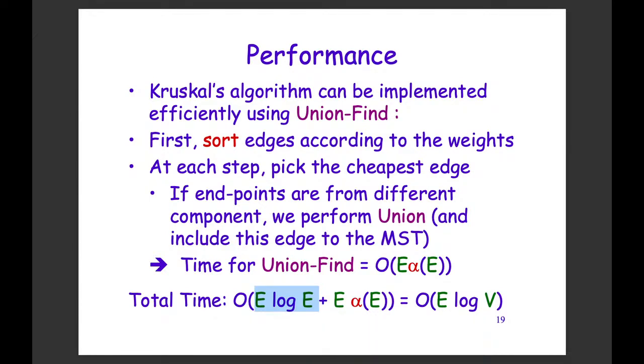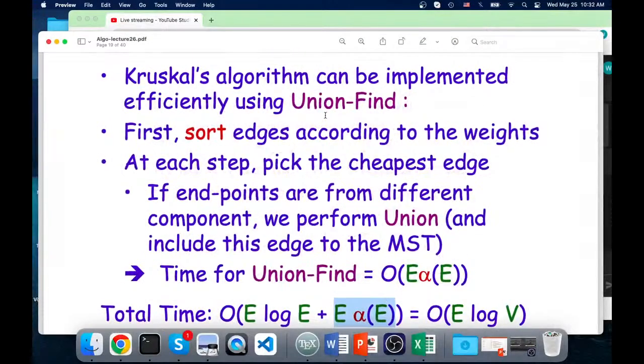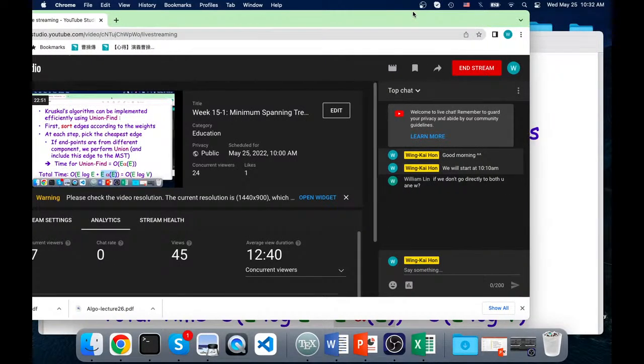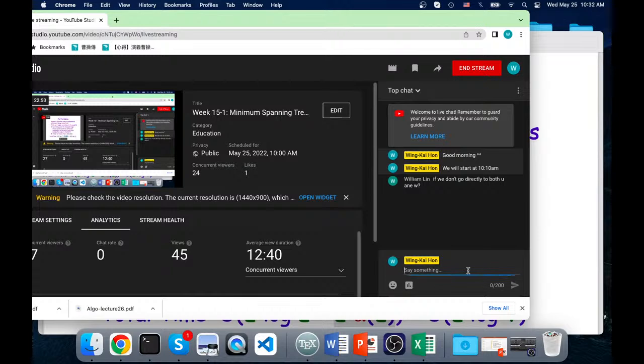So if we do not need to sort the edges initially, then we can actually run much faster, in alpha E time. Okay. So far this is Kruskal's algorithm. Let me check if you are okay with this. Go directly to both U and V, okay, very good. Thanks, William. So let's see.